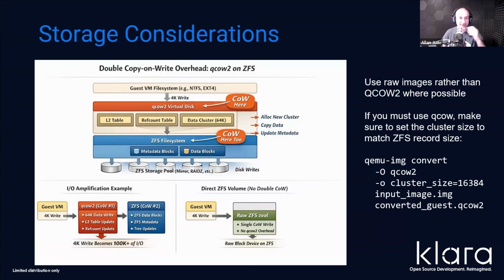Whereas if you can get rid of the QCOW layer and just use raw images directly or using ZVOLs with ZFS, then your 4K write goes down to your ZVOL or to a ZFS file system that's been configured with a block size that makes sense. Then you will get basically no amplification, and you will get a lot better performance, and things will look a lot nicer.